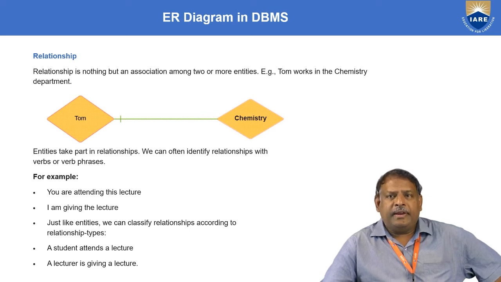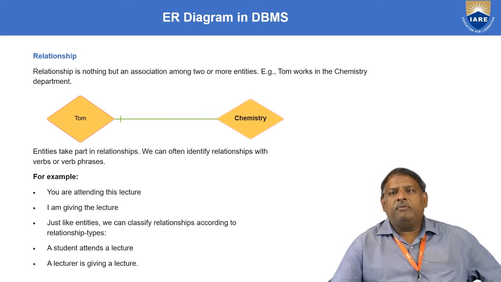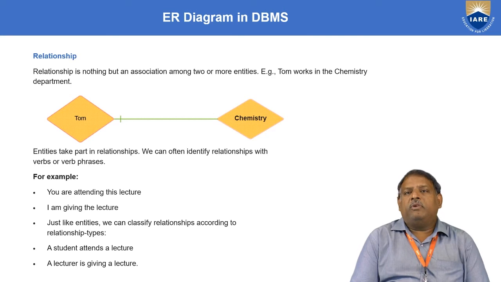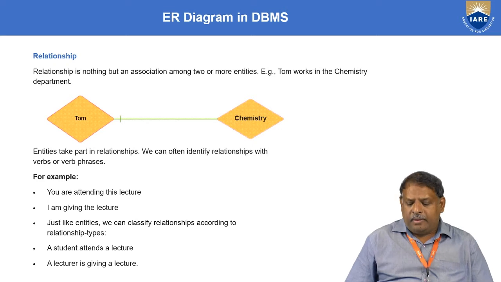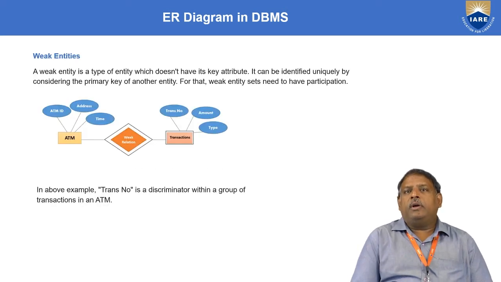The entities take part in relationships. We can often identify a relationship with a verb or verb phrase. For example, you are attending this lecture. I am giving the lecture. Just like entities, we can classify relationships according to the relation types. A student attends a lecture, a lecturer is giving a lecture. This is the relationship. Now, what are weak entities?